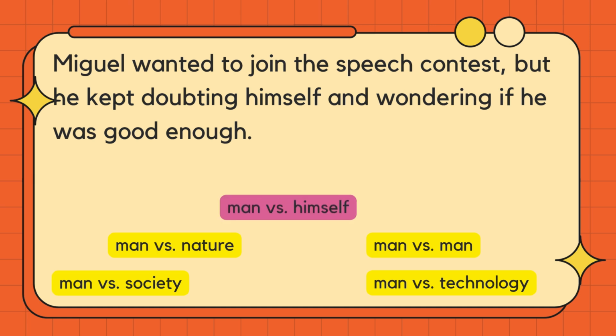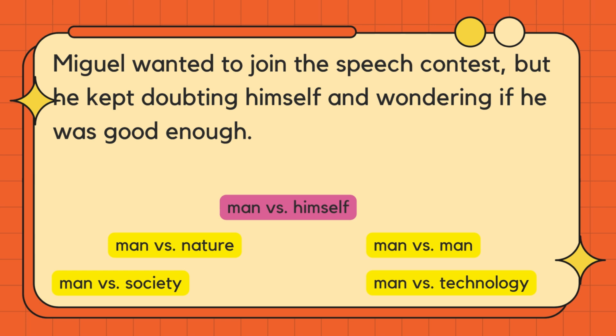Correct. It is man versus himself. Miguel is not fighting against anyone else. He is battling his own doubts and his own fears. This is when the real struggle happens inside a person's mind or heart.